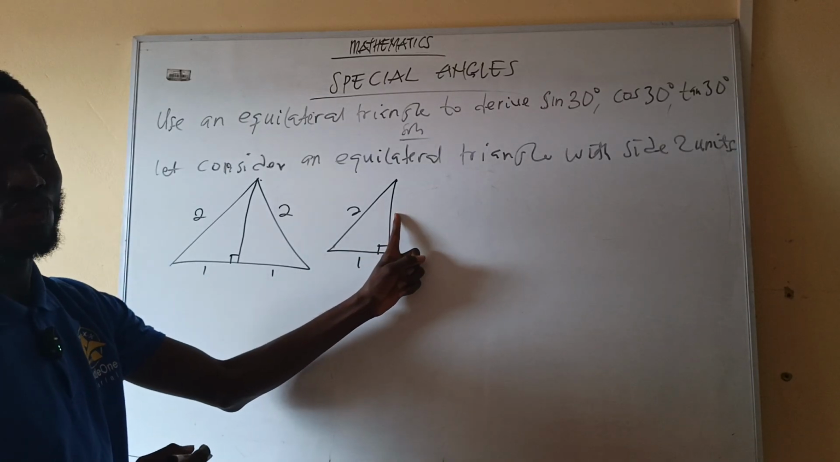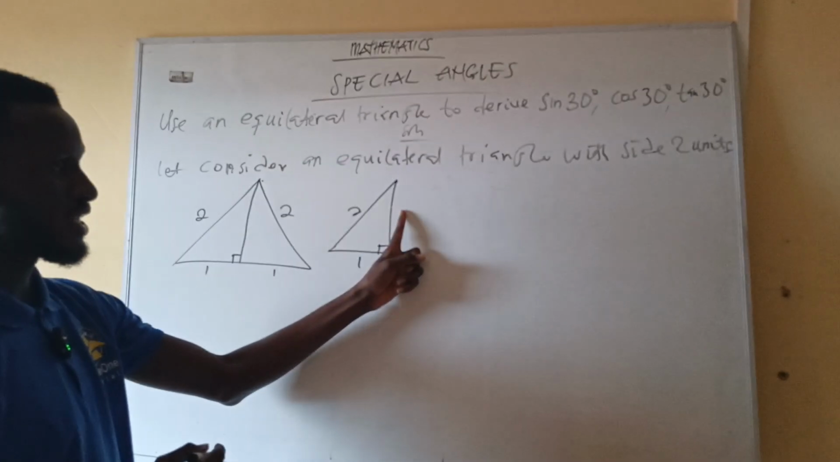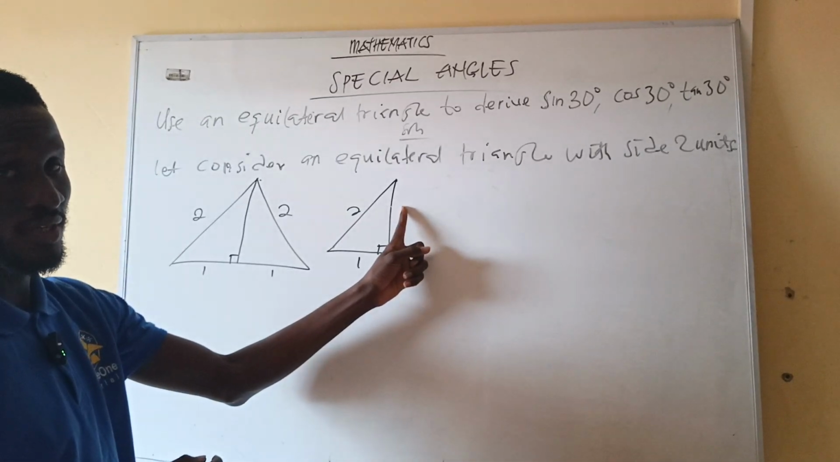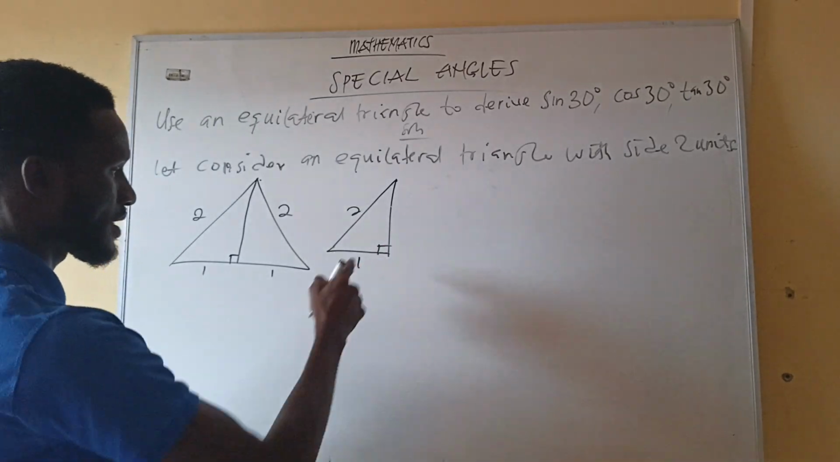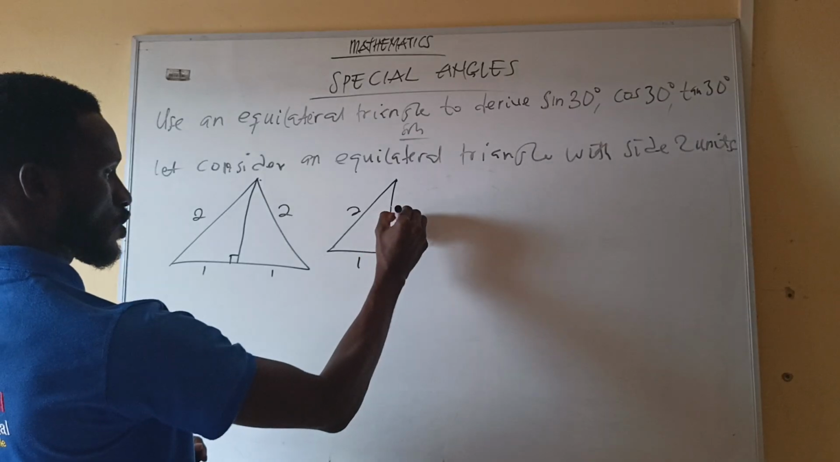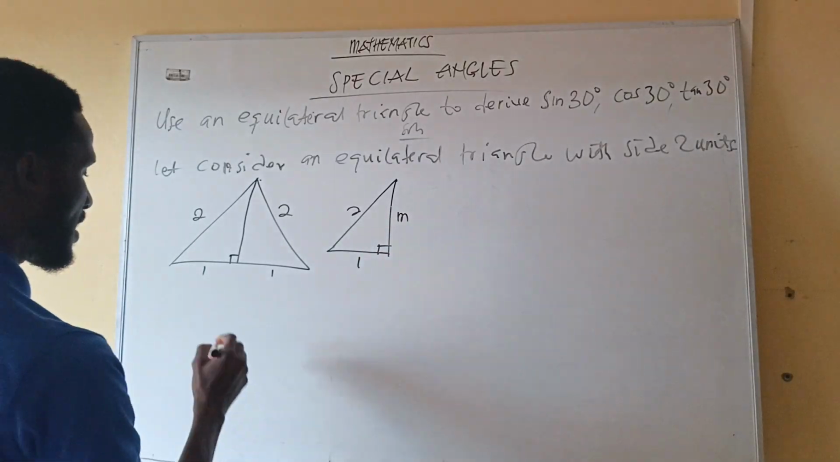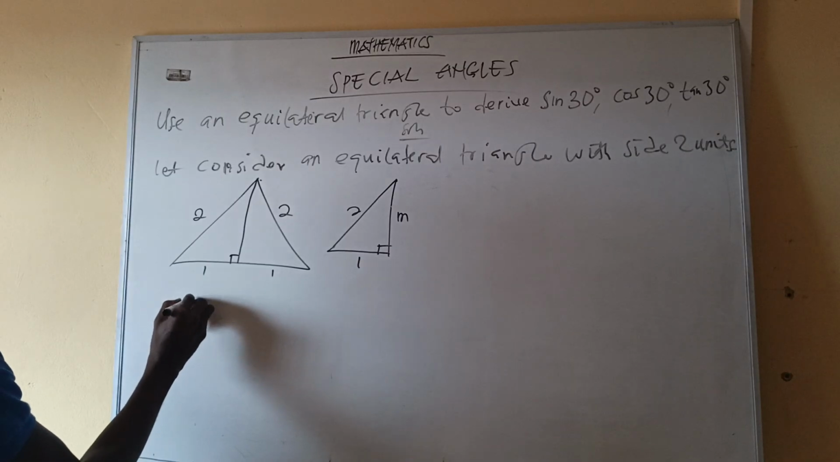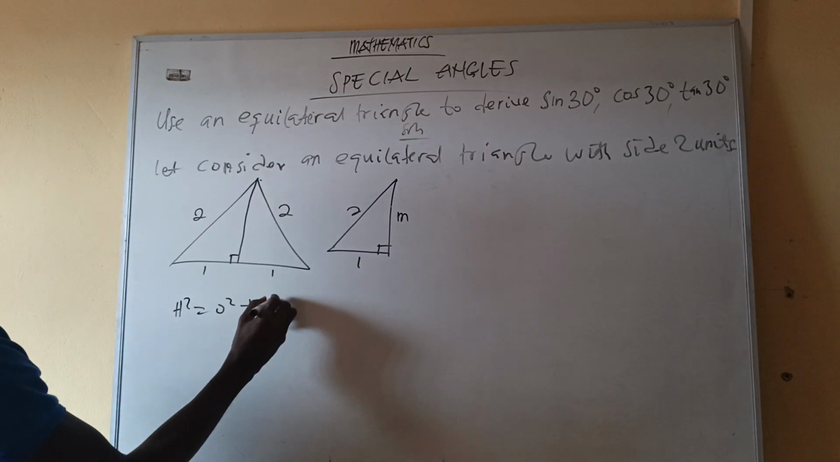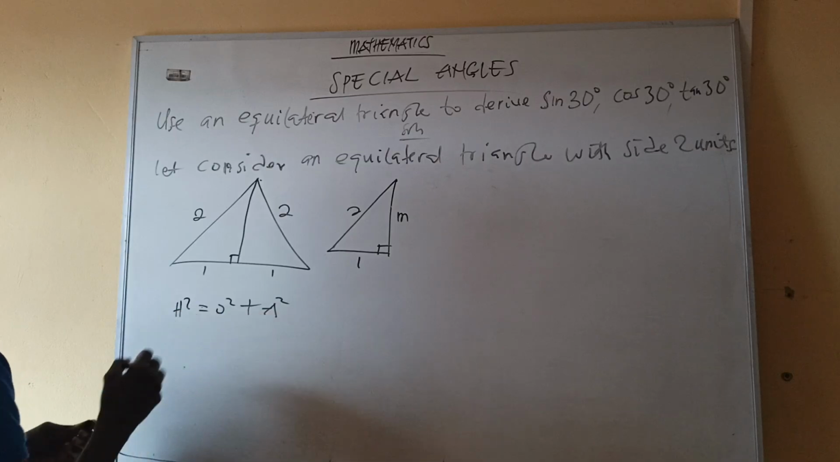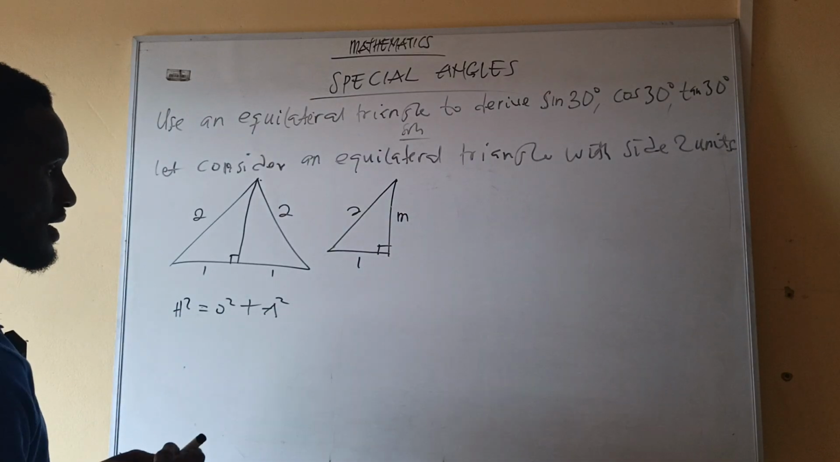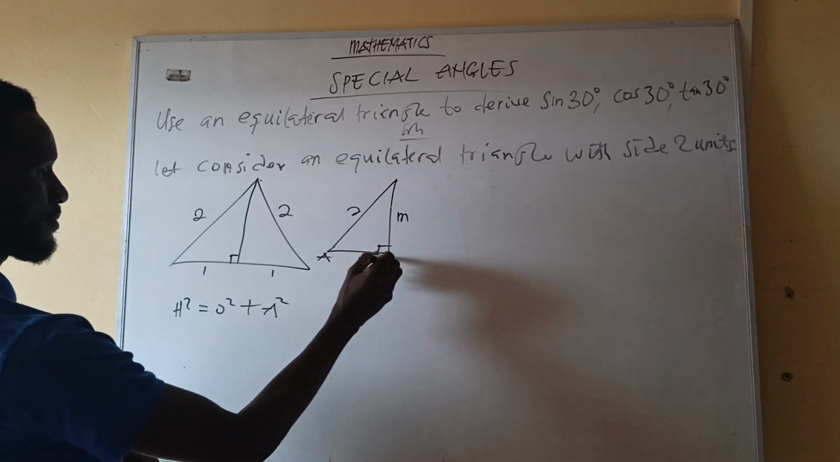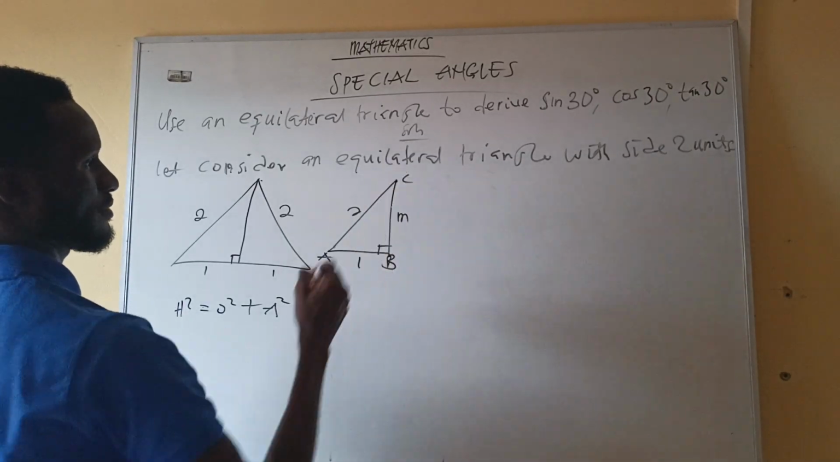Now this side is not known. We don't know this particular side. So therefore we can solve for this side, right? Okay. Now let's solve for this side. Now assuming here is m. Then from our Pythagoras theorem, you're going to have what? Hypotenuse squared is equal to opposite squared plus what? Adjacent squared. Okay. Now let me label here as A, B, C, D.